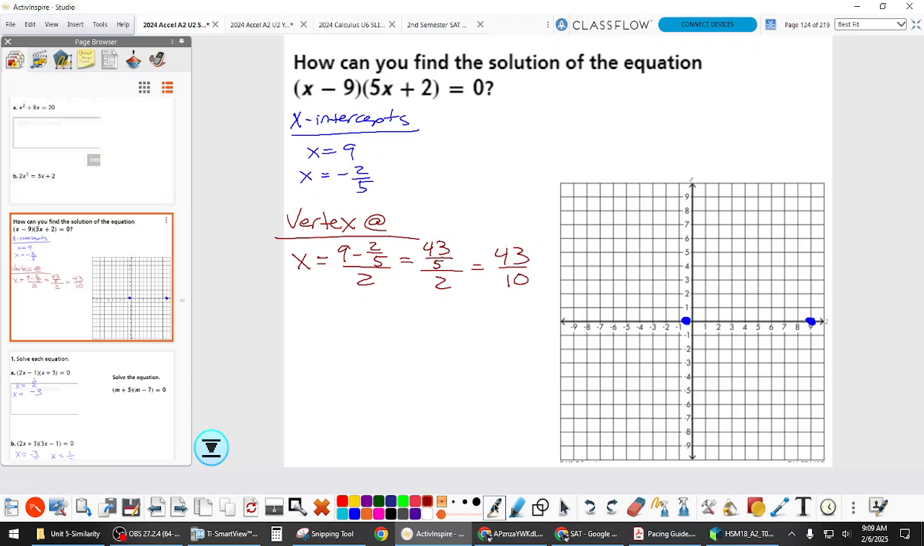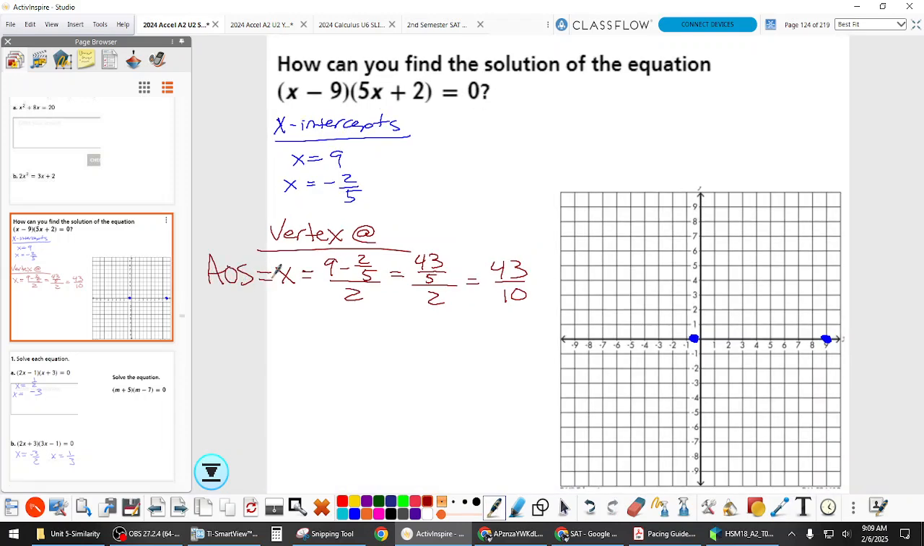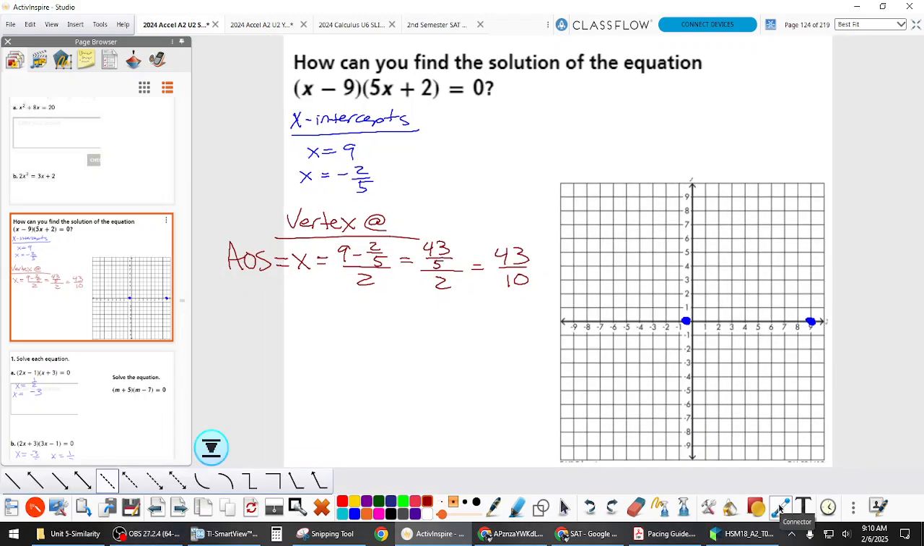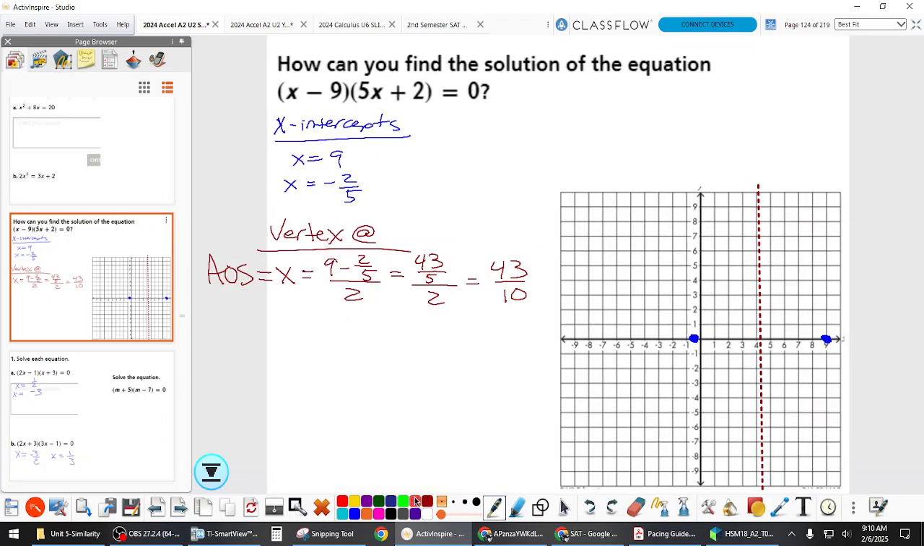Yeah, and I'm going to actually write this as well because it's all the same. Okay, so a little bit past 4. It's not like I'm going to grade you on how close you get it to 4.3, right? That's okay right there. Anyway, we know our x coordinate is on that line. Now we need the y coordinate. So 43 tenths minus 9 times 5 times 43 tenths plus 2.